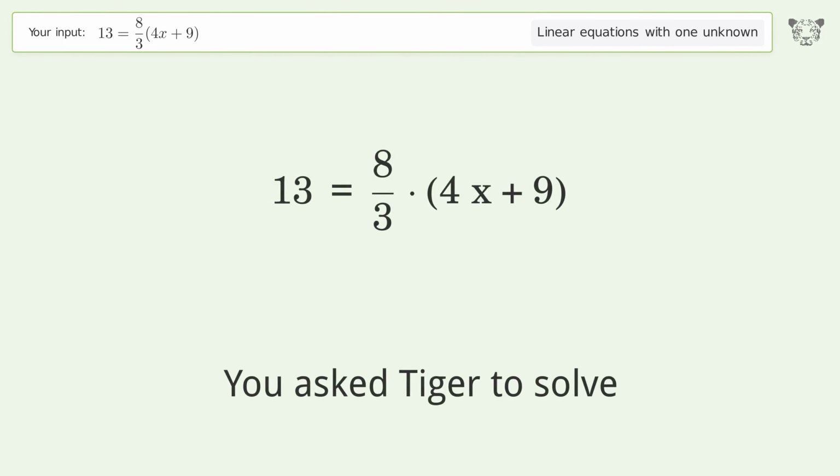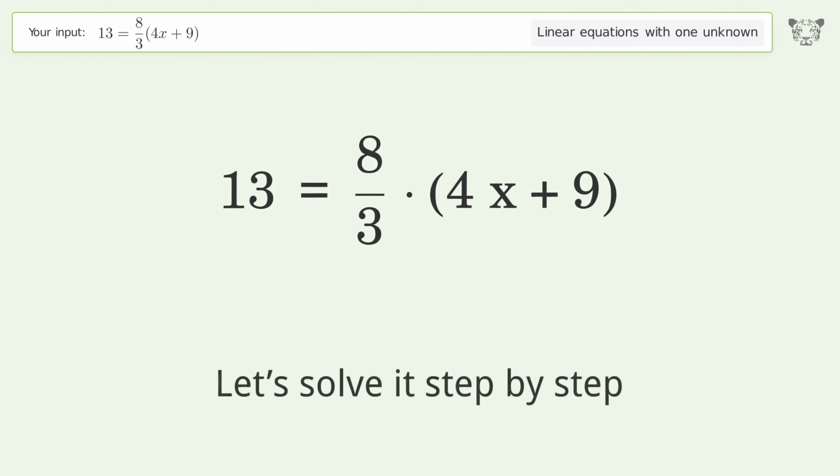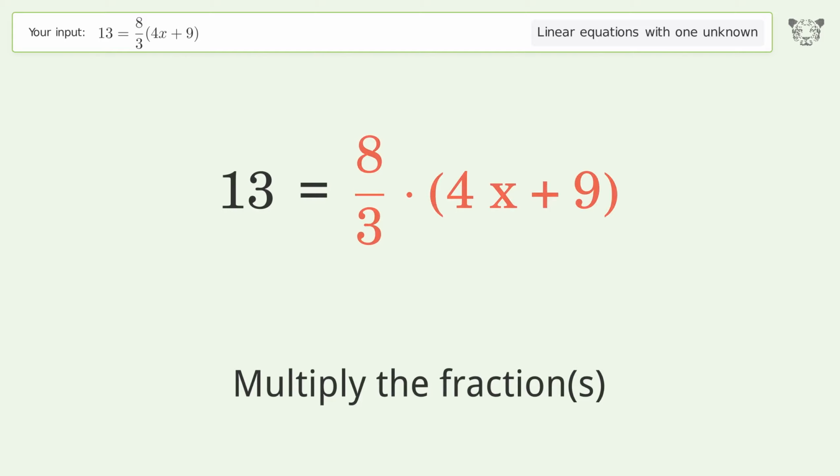You ask Tiger to solve. This deals with linear equations with one unknown. The final result is x equals -33/32. Let's solve it step by step. Simplify the expression. Multiply the fractions.